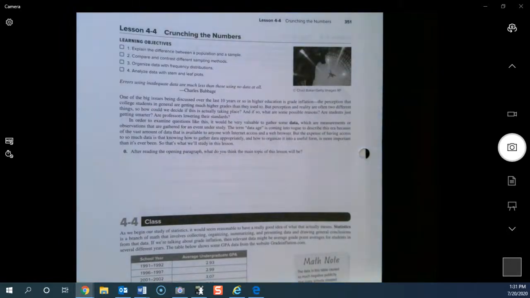Okay, class, we're about to start section 4.4 now. It's called Crunching the Numbers. And it's on page 351. Our learning objectives are to explain the difference between the population and the sample, compare and contrast different sampling methods, organize data with frequency distributions, and analyze data with stem and leaf plots.